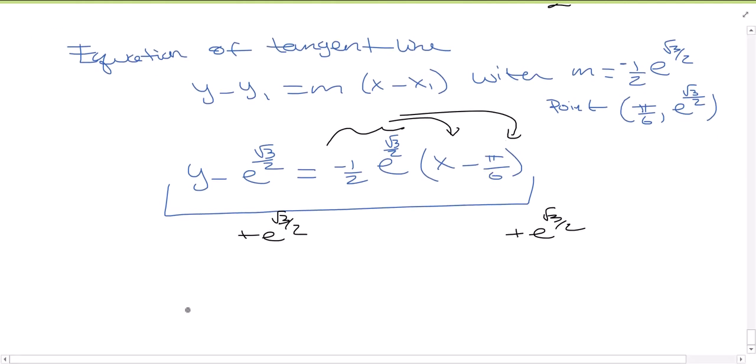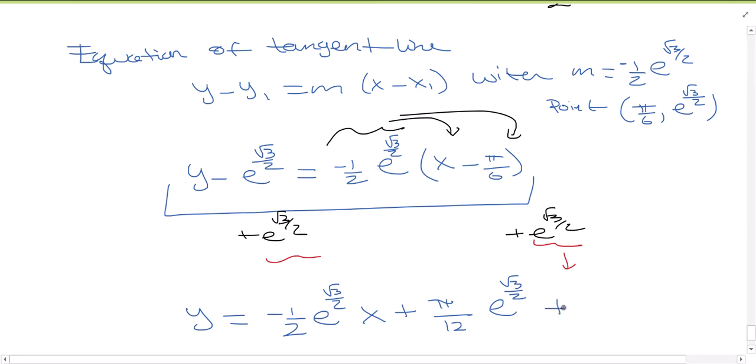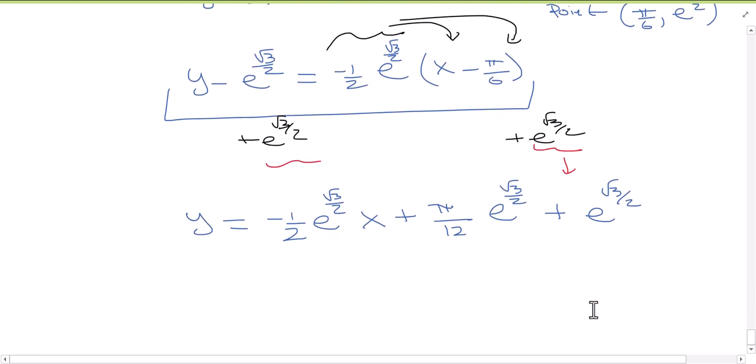So I'm going to have y is equal to, I'm going to add that at the end. So I'm going to multiply the slope in. So negative 1/2 e to the root 3 over 2 x minus, so plus 1/2 times pi over 6. So that's pi over 12 e to the root 3 over 2. And then I'm adding this right to both sides, so I'm going to have then plus e to the root 3 over 2. And this will be the equation of my line.